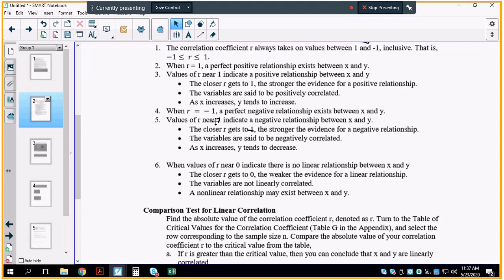Values of r near 0 indicate the fact that there is no apparent relationship between x and y. The closer r gets to 0, the weaker the evidence of a linear relationship. The variables are not linearly correlated in this situation, and we can say a non-linear relationship might exist, because in this situation we get two things: either there is no relationship or there is a non-linear relationship. But at least we can say that there is no linear relationship.